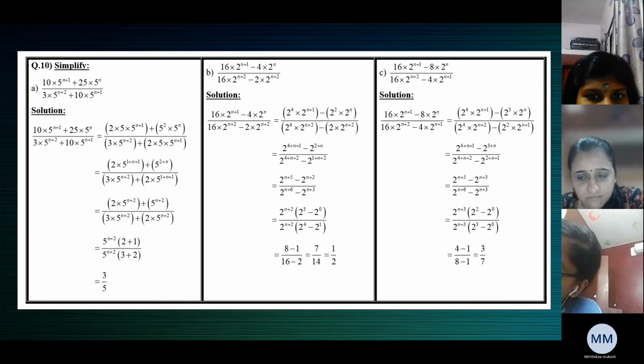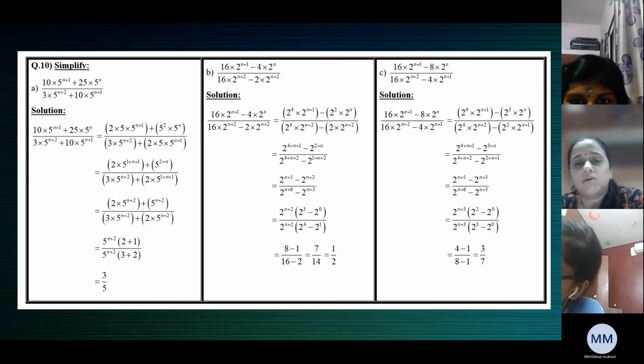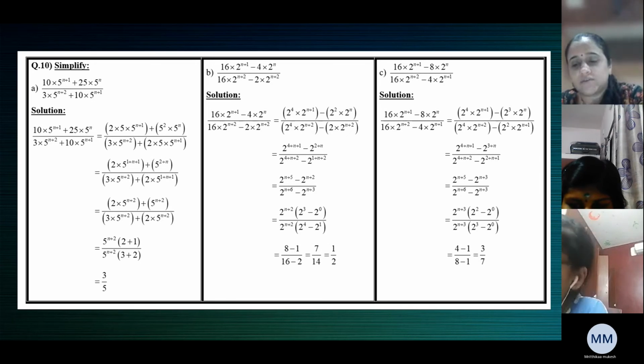On the second step, 2 is the base, ma'am. So we should write 2 power 4 plus n plus 1, ma'am. What is the law? Ma'am, the bases are same, we should add the powers. When the bases are same and it's multiplication, you should add the powers.